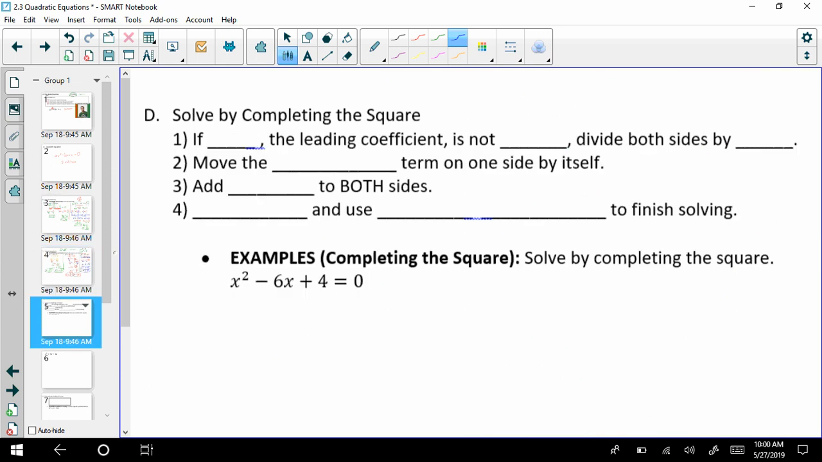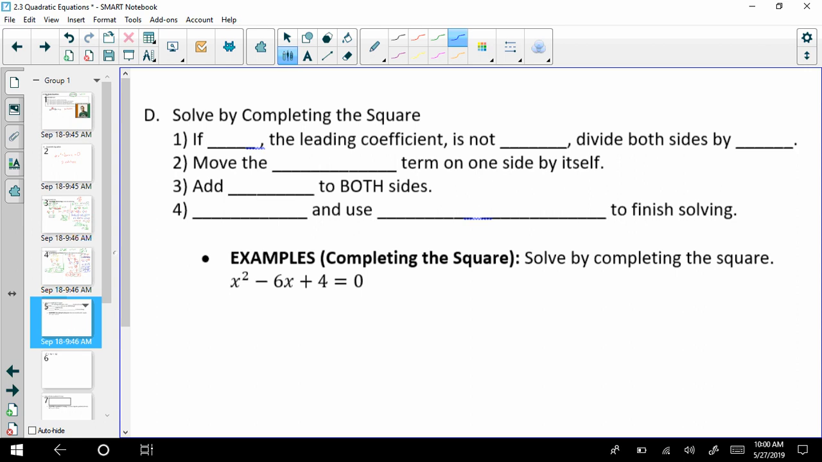All right. The third way to solve quadratic equations is completing the square. This will work all the time for every single one. The only thing is it's kind of a pain in the butt. And this is the type that usually my students struggle the most with. So let's just jump right in.